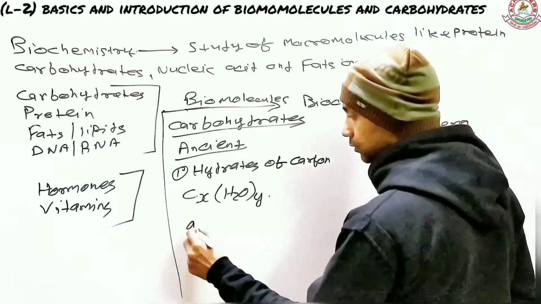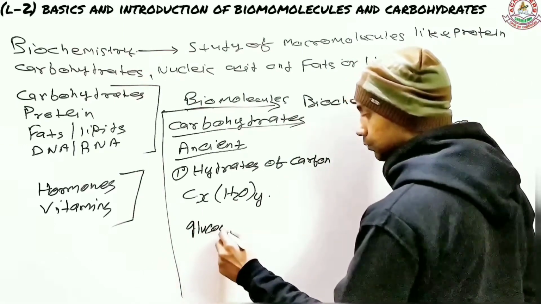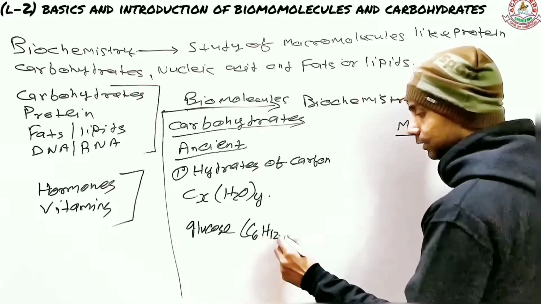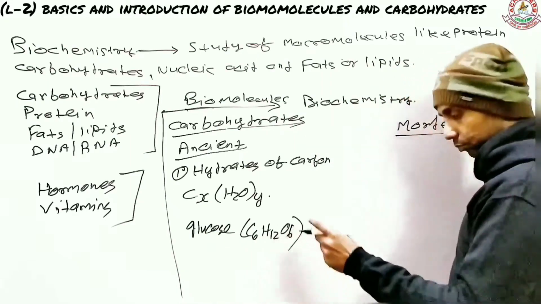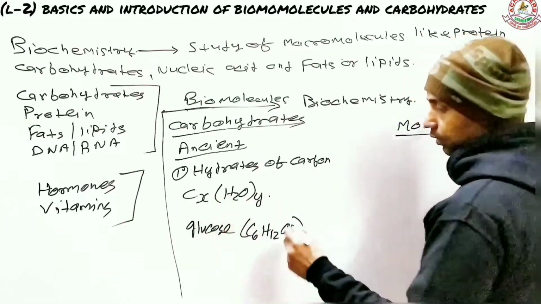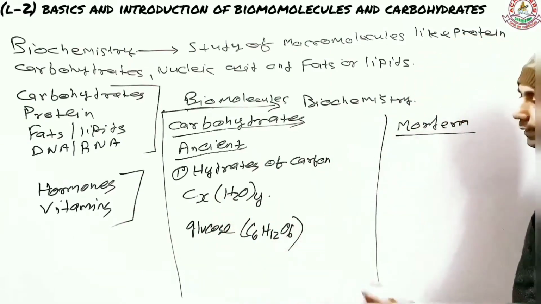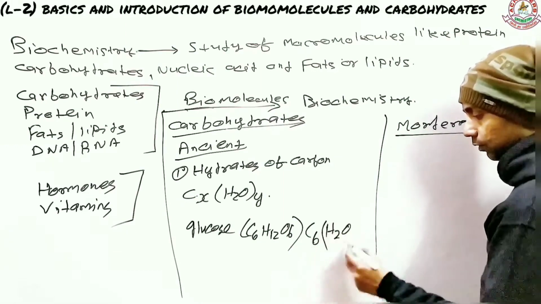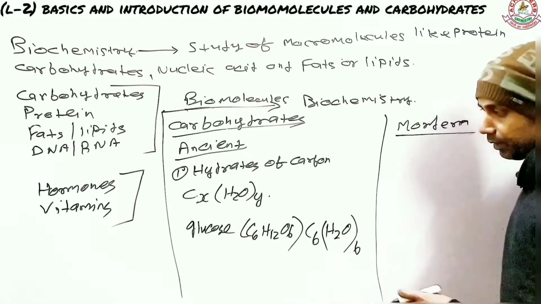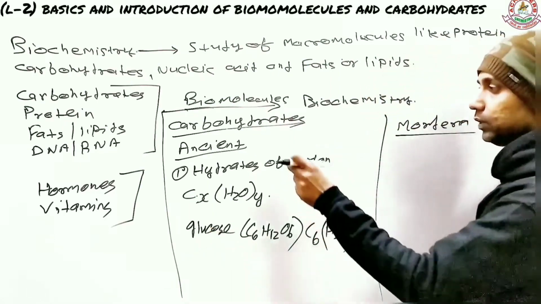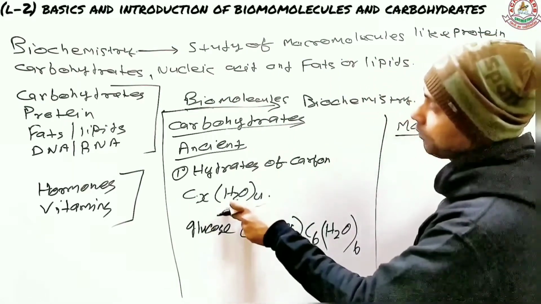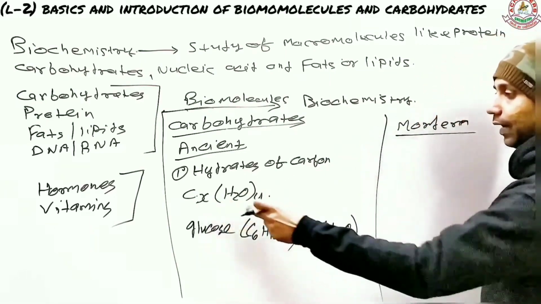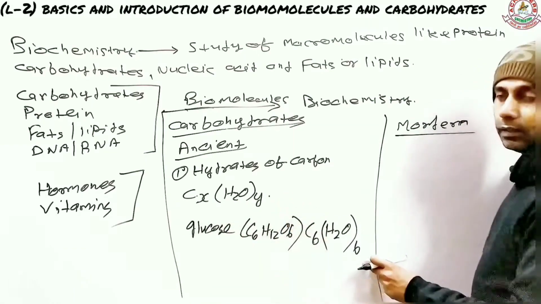Now let's take an example. If you talk about glucose, its formula is C6H12O6. Let's try to find out if this follows the formula or not. This comes out to be C6(H2O)6. So what does that mean? Glucose literally follows this ancient rule of defining carbohydrate, because glucose can be put into this formula where x is 6 and y is 6 also.